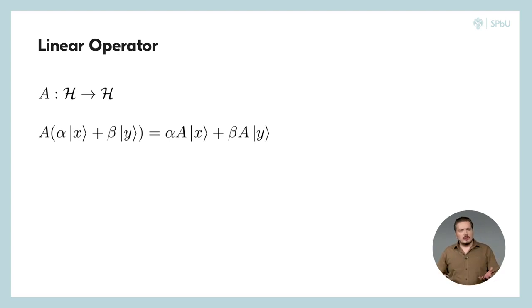In general, an operator is a thing which maps vectors to vectors. Let H be some Hilbert space. Then an operator A is called a linear operator on H if for any two vectors x and y and two scalars alpha and beta, the action of A on alpha x plus beta y equals alpha Ax plus beta Ay.